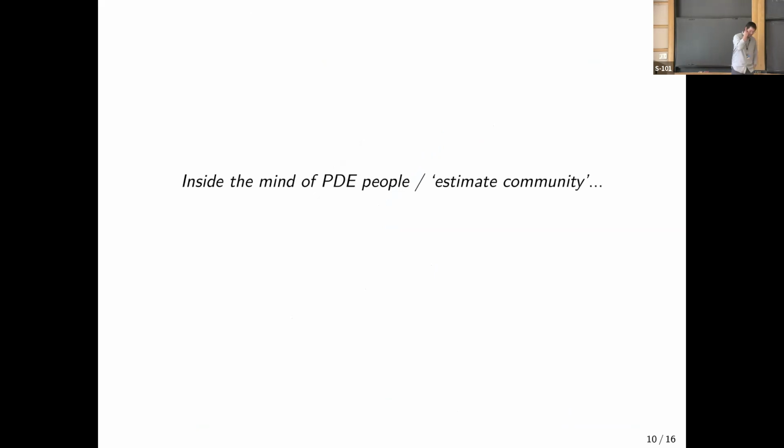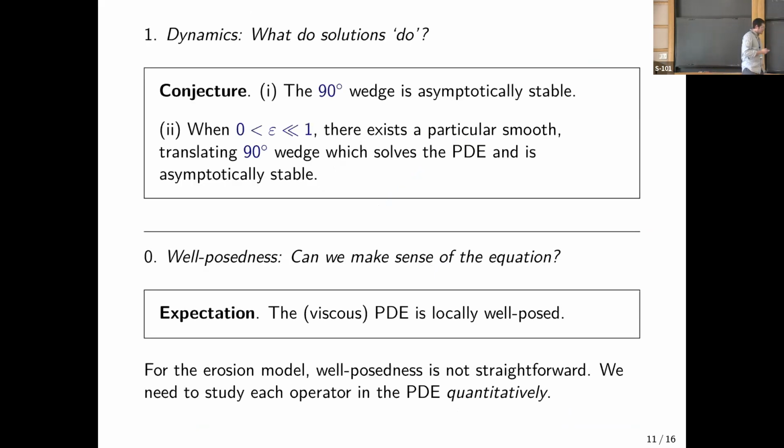Okay, so this part is slightly more for the non-PDE people in the audience. We're going to enter for a second into the mind of PDE people. What do PDE people worry about? A fluid dynamicist once also called this the estimate community. So we start with this phenomenon that we want to capture mathematically. So we want to understand dynamics. What do the solutions do? The conjecture would be that this 90-degree wedge, this exact traveling solution, is asymptotically stable. One might also conjecture that for positive epsilon, when you add in this curvature effect, there's also another traveling solution, and it's also asymptotically stable. So that's what you're really after.